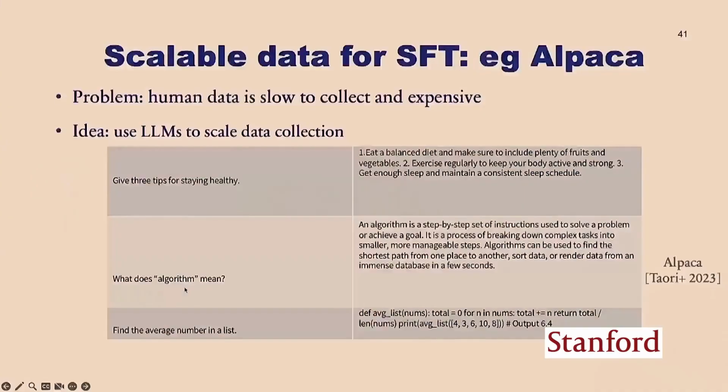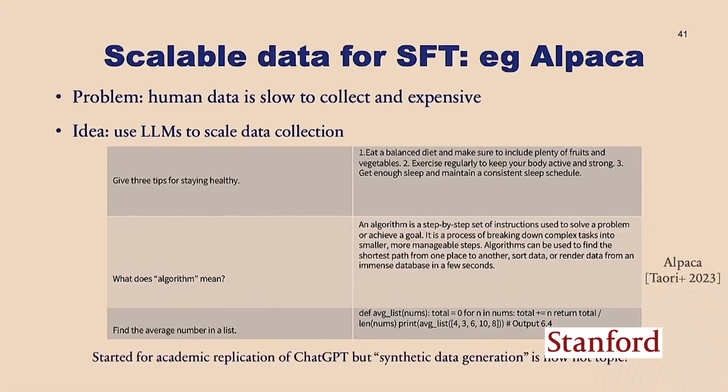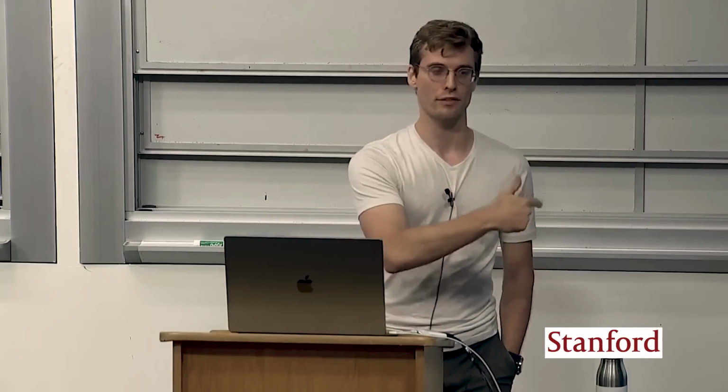And this is the type of data that we collected. So things like, what does algorithm mean? An algorithm is a step-by-step set of instructions used to solve a problem or achieve a goal, blah, blah, blah, blah. So the data is actually pretty good, given that it was generated by LLMs from essentially 2 generations ago. So that really started, at least for us, kind of as an academic replication of ChatGPT. Now there's a big field of synthetic data generation, of how to use LLMs to basically make development of LLMs faster, and basically by decreasing the amount of human hours that you need.